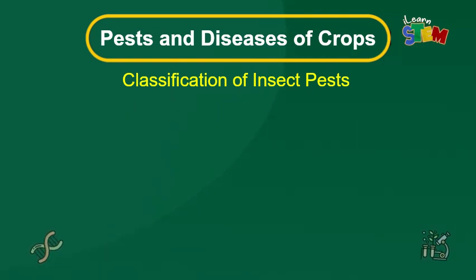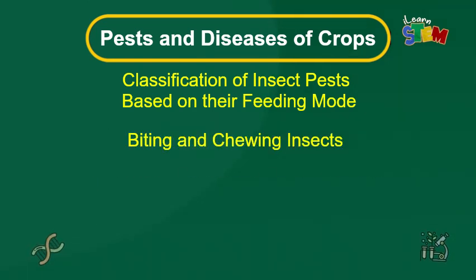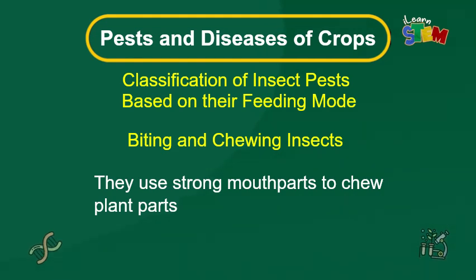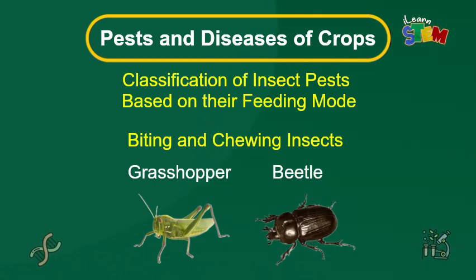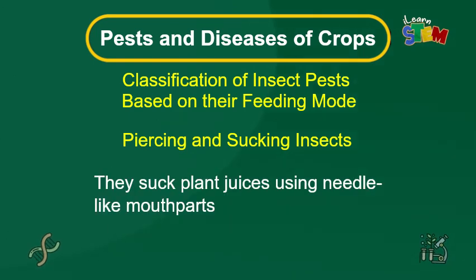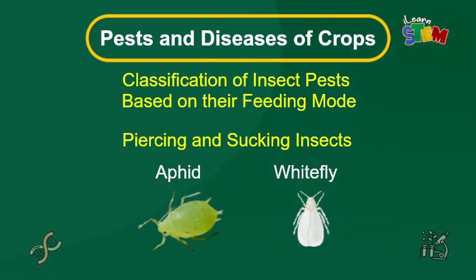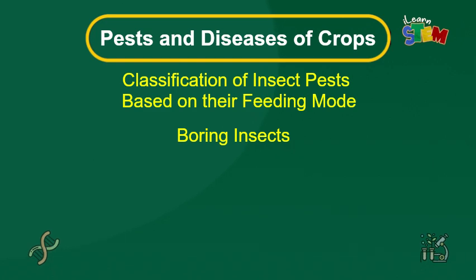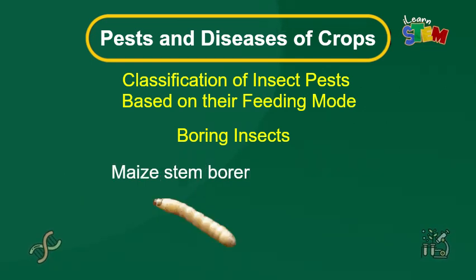Next is the classification based on their feeding mode. 1. Biting and chewing insects. They use strong mouthparts to chew plant parts. Examples are grasshoppers, beetles, and many more. 2. Piercing and sucking insects. They suck plant juices using needle-like mouthparts. Examples are aphids, whiteflies, etc. 3. Boring insects. These insects can bore into plant parts and destroy their stems, fruits, or seeds. Examples are maize stem borer, weevils, and so on.